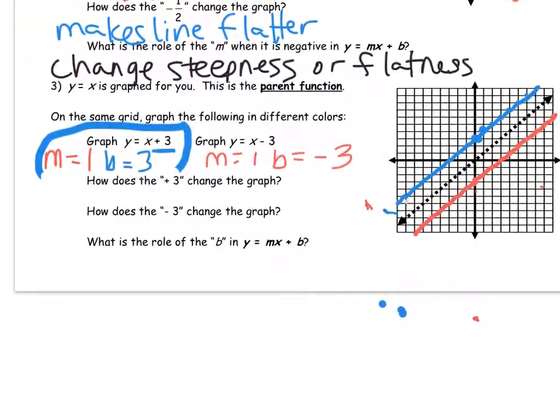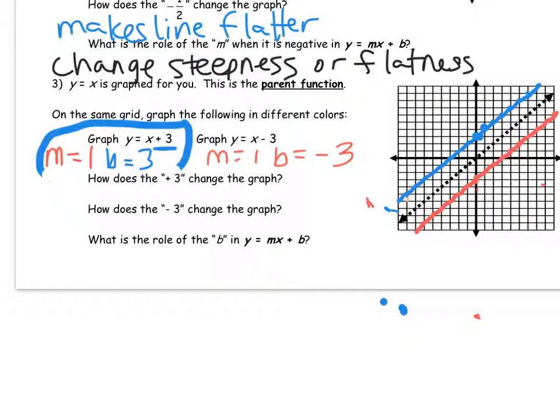Okay, what do you notice about these 3 lines? Well, they're parallel. And if they're parallel, what is it that's the exact same about the parent function and the 2 lines I've just drawn? Well, the exact same thing would be our slope. So notice we had a slope of 1 here, a slope of 1 here, and then my parent function had a slope of 1. So the slope didn't change, therefore my lines were all parallel.